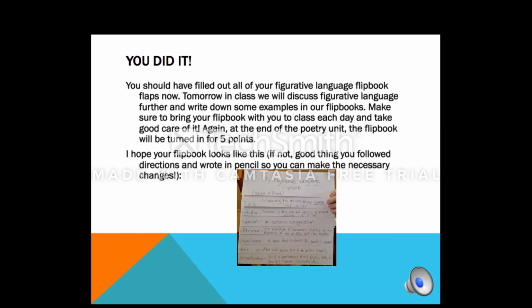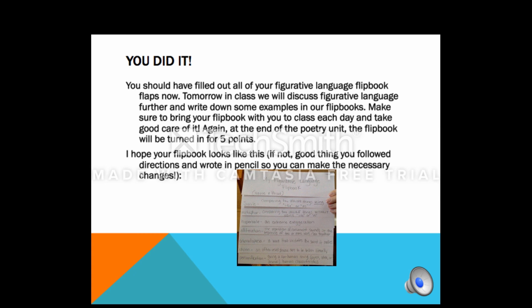All right, you're all done with your flipbook. You should have filled out all of the flaps by now. Make sure you bring it with you to class tomorrow, and we will talk a little bit more about each type of figurative language and write down some examples in our flipbooks.